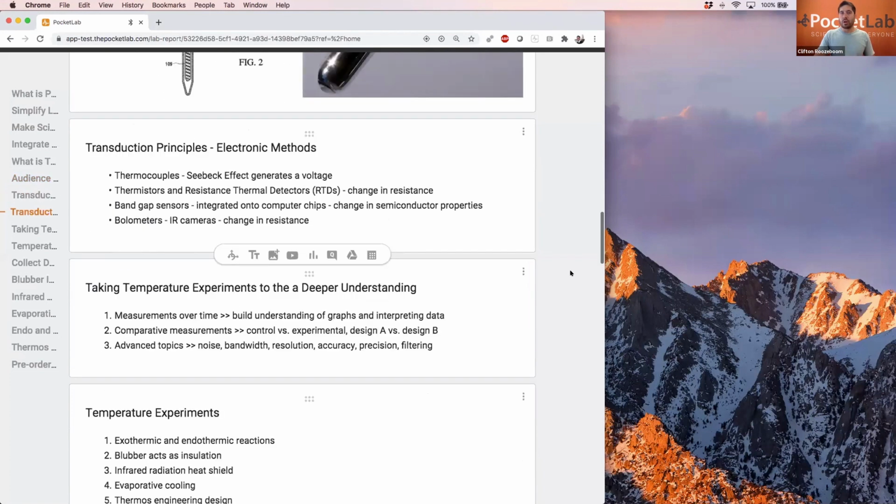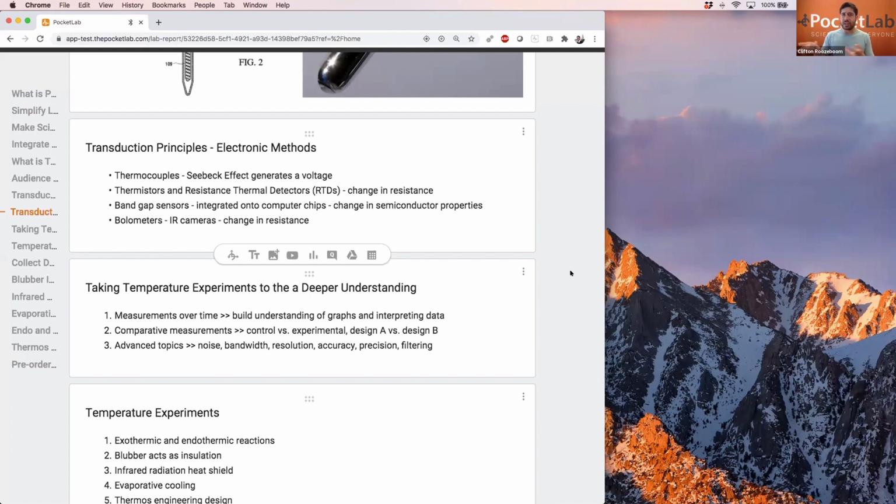Okay, so there are also electronic ways to measure temperature, which if you've worked in a lab, you've probably encountered. There are thermocouples, which measure a voltage generated by temperature. There are thermistors and RTDs, or resistance temperature detectors, that convert temperature to a change in resistance. There are devices called band gap temperature sensors. These are typically integrated onto computer chips or integrated circuits so that it can measure the temperature of that chip, see if it's overheating, and throttle the performance depending on that operating temperature.